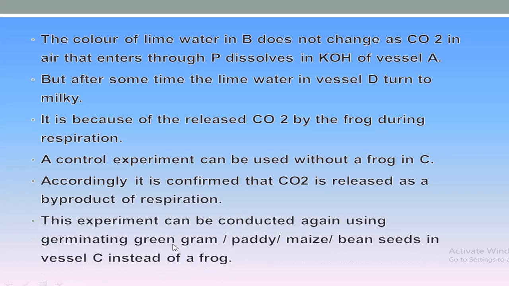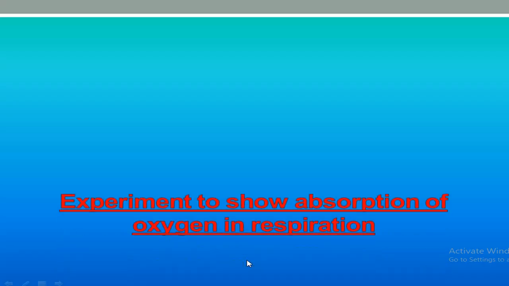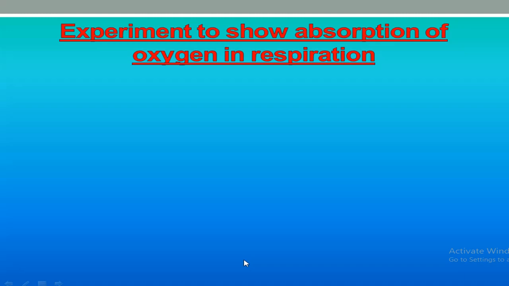This experiment can be conducted again using germinating green gram, paddy or maize seeds in vessel C instead of a frog. Then we will go to our next experiment, which is to show absorption of oxygen in respiration. In our topic we have learnt that during respiration carbon dioxide is removed as a byproduct, and also that oxygen is absorbed during respiration. Now we will identify that oxygen is absorbed in respiration.